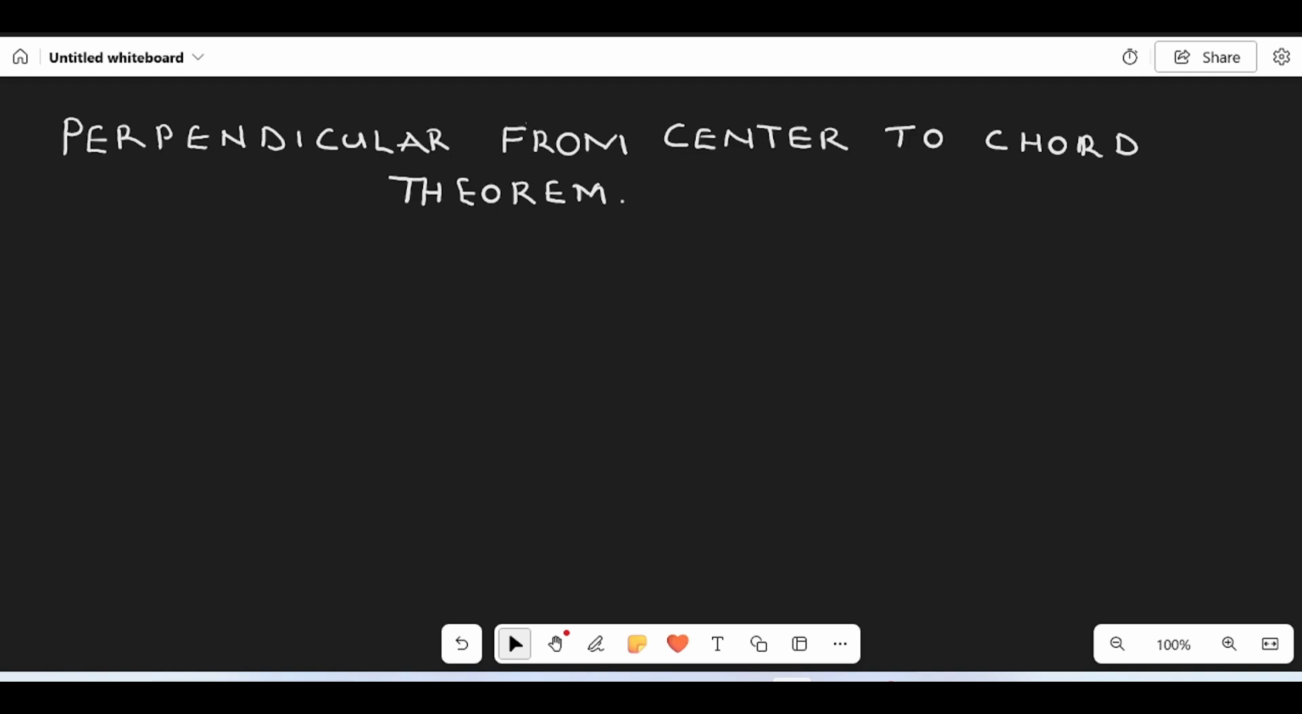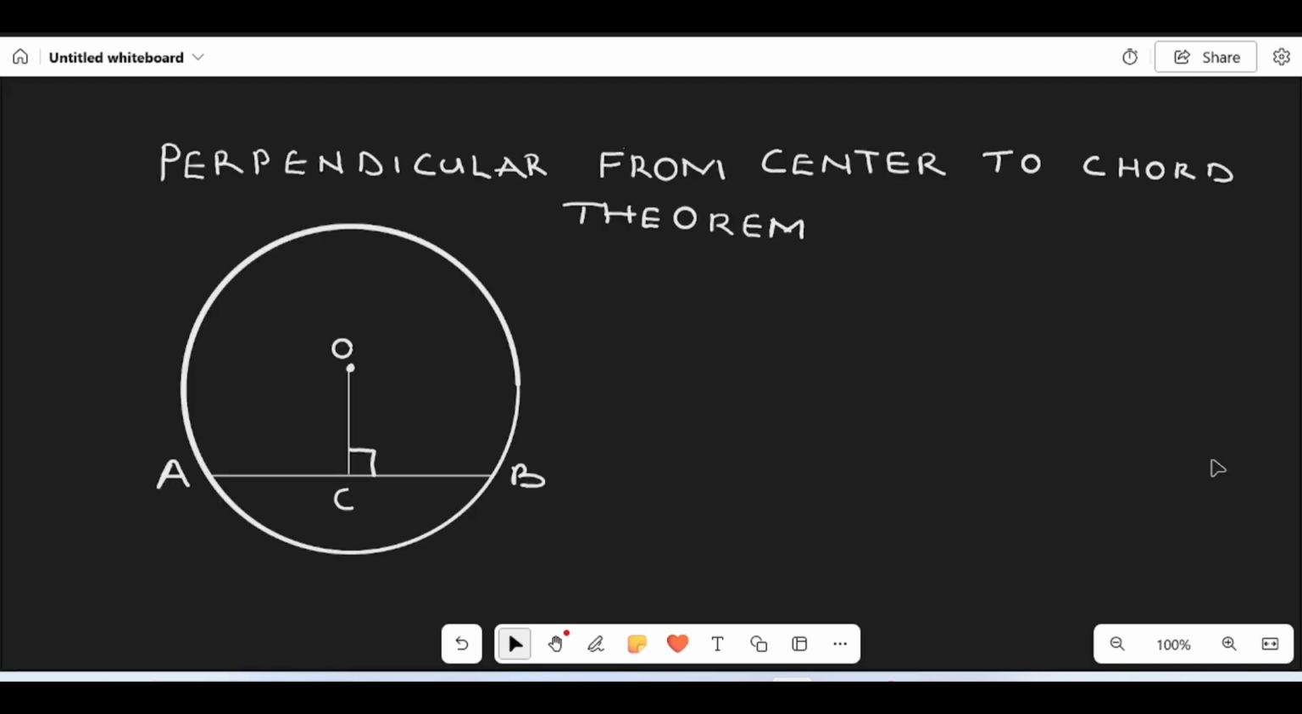Let's dive right in. The theorem states that the perpendicular drawn from the center of a circle to a chord bisects the chord. That means if you draw a straight line from the center that makes 90 degrees with a chord, that line divides the chord into two equal halves. So in this diagram, point C is the midpoint of chord AB, which means AC is equal to CB.